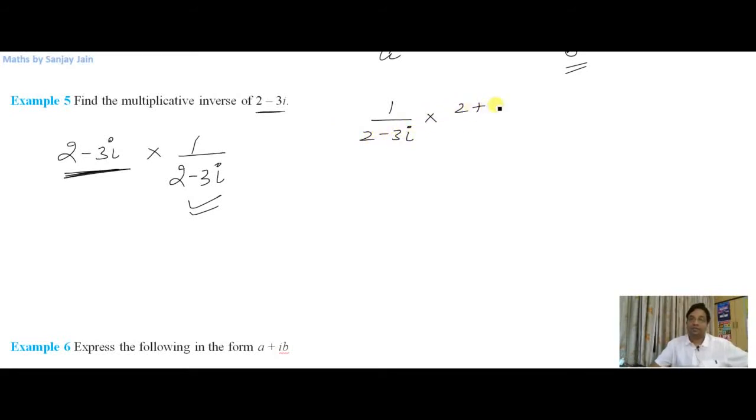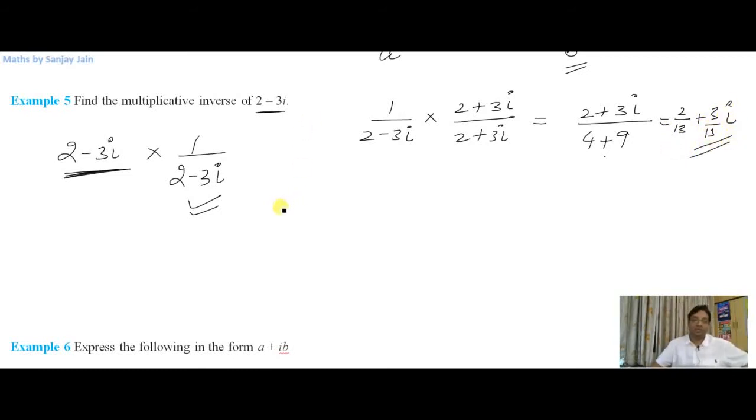So if I multiply and divide it with 2 plus 3 iota, what will happen is you will have 2 plus 3 iota in the numerator, and in the denominator you will have 2 squared, that is 4, plus 3 squared, that is 9, right? Because iota squared will be minus 1 and it will make it plus here. So it will give you 2 by 13 plus 3 by 13 iota.